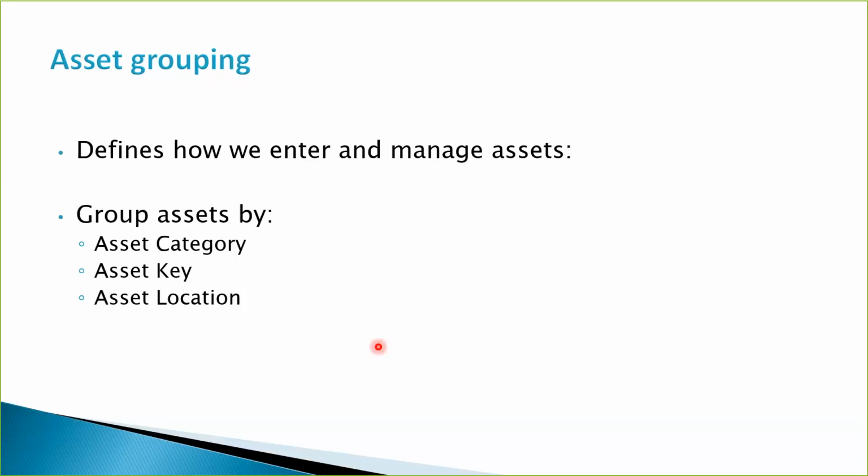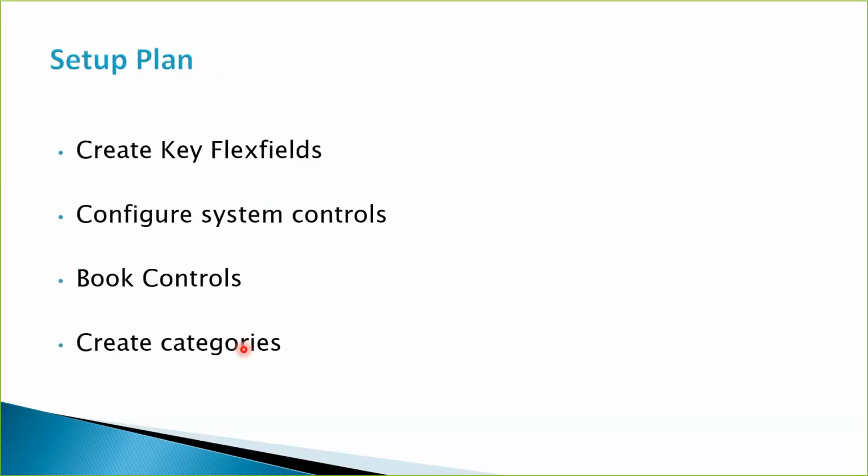So we were talking about how we use flex fields to define these groupings, okay? And this is part of that setup, all right? So this is basically our setup plan. We need to create these key flex fields, all right? So we can be able to create our asset categories, so that we can be able to create the asset key, and also so that we can be able to define the physical location of our assets. So this is the first step, and we need to do this before we can go and configure system controls.